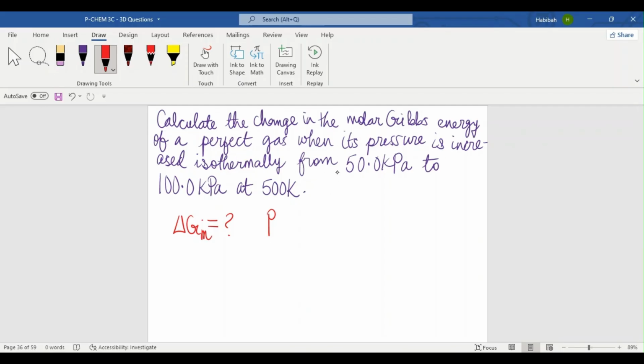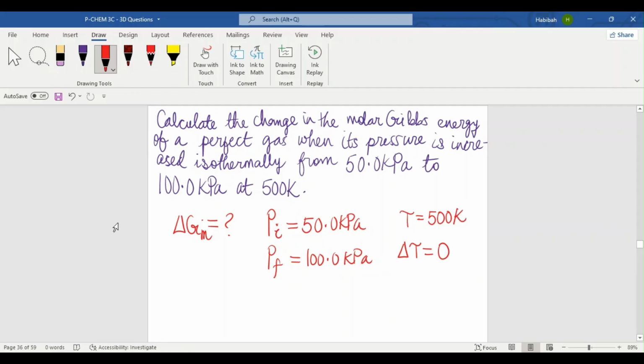So that means we have an initial pressure and a final pressure because of the pressure increase: from 50.0 kilopascal to the final pressure, which is 100.0 kilopascal, at 500 Kelvin. So the temperature is 500 Kelvin. I wanted to quickly mention that this is an isothermal question where there's a pressure increase, so the change in temperature is zero, or basically the temperature is constant throughout the entire process.